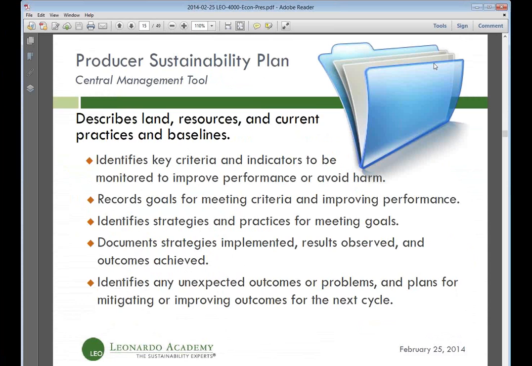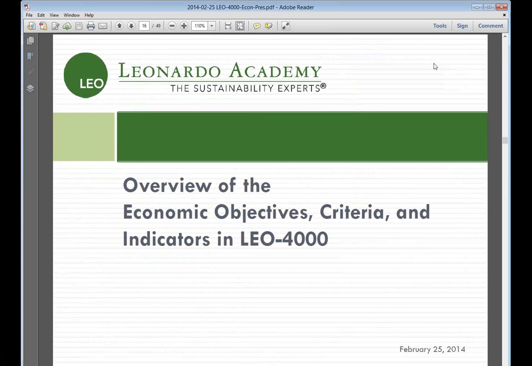Key to putting all of this together is the producer sustainability plan. It's the organizing element for coordinating all of the activities for achieving the desired level of sustainable performance. And here we get to the overview of the economic objectives, criteria, and indicators for LEO-4000, and I will turn the presentation over to Don Hodge.